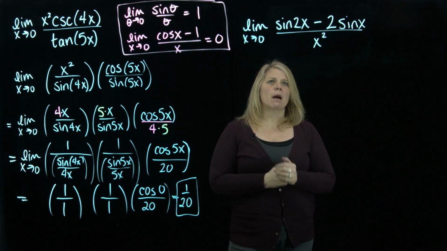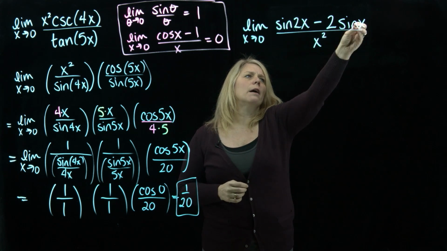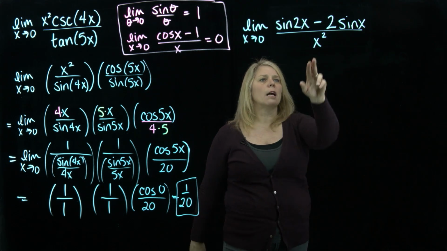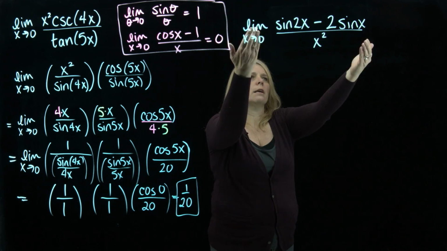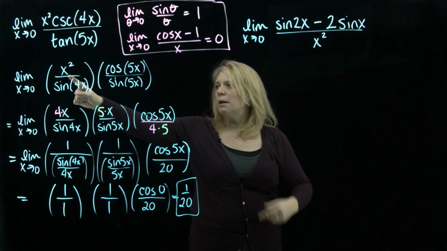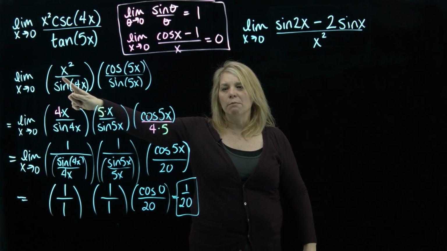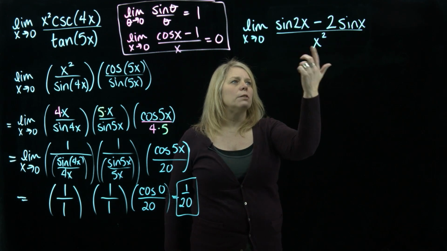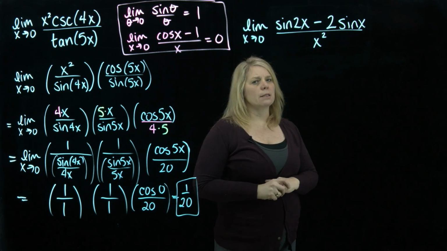One temptation might be to try to split things up here and get a sine theta over theta, but algebraically, you're not going to be able to split up this x squared into two separate denominators with this subtraction here. Notice that I split up an x squared here, but I had multiplication in the original problem. So you're not going to be able to use this exact same strategy on this other one.